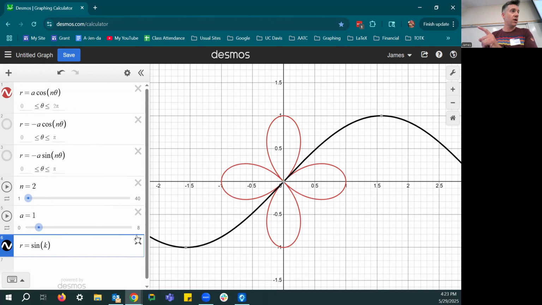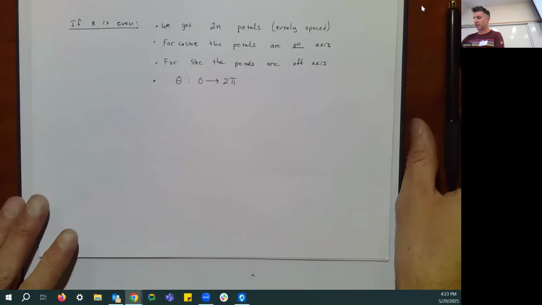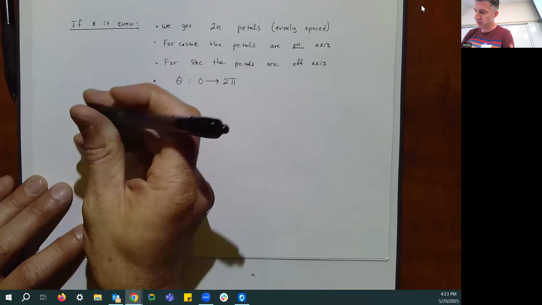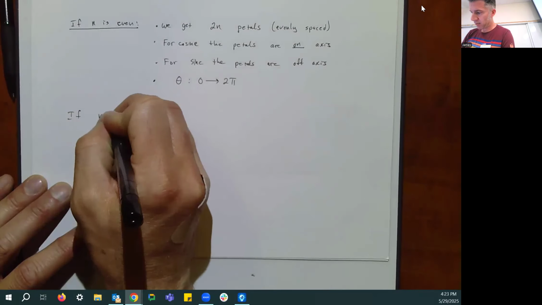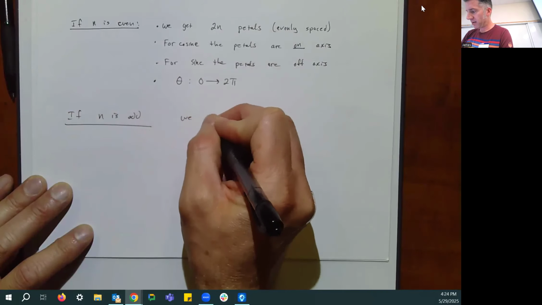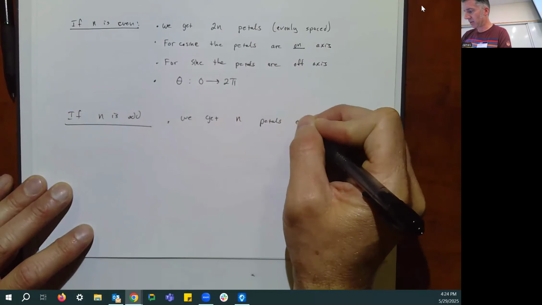Oh, so then the odd ones. We didn't talk about the odd ones yet. That's where I was going to go next. So the odd story is a little bit different. If n is odd, we get n petals evenly spaced.